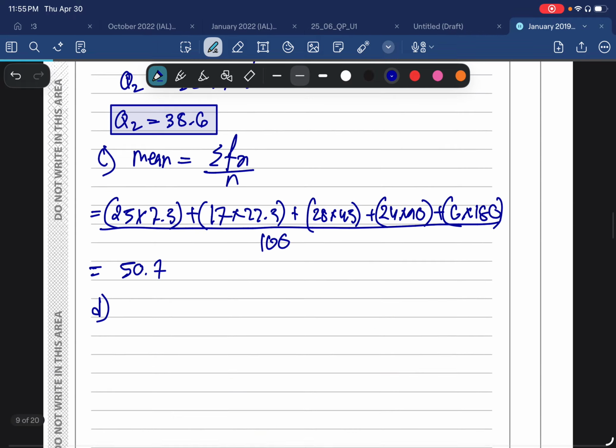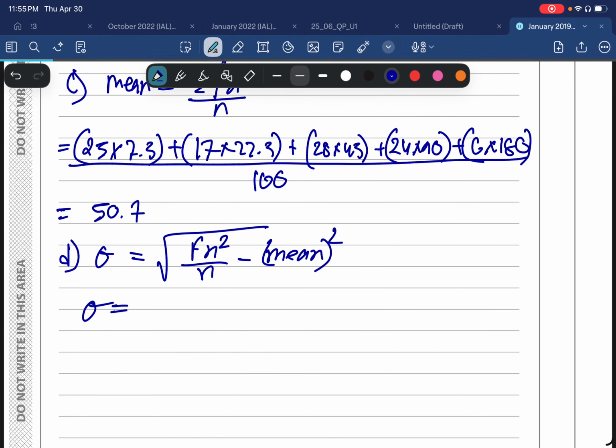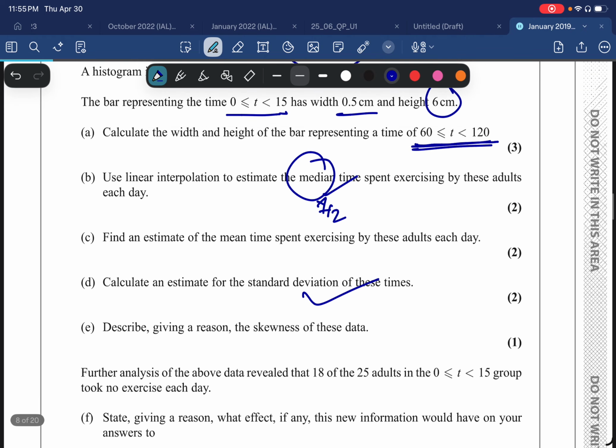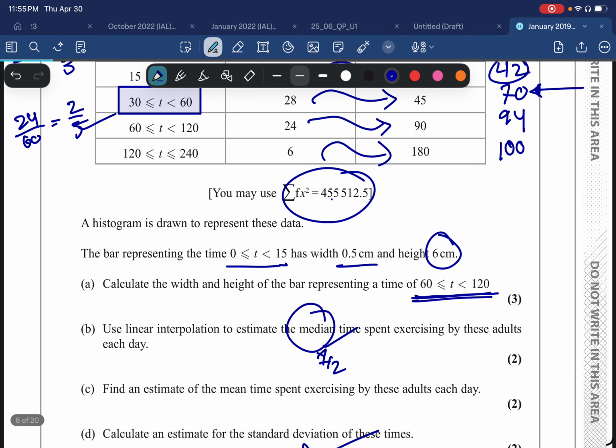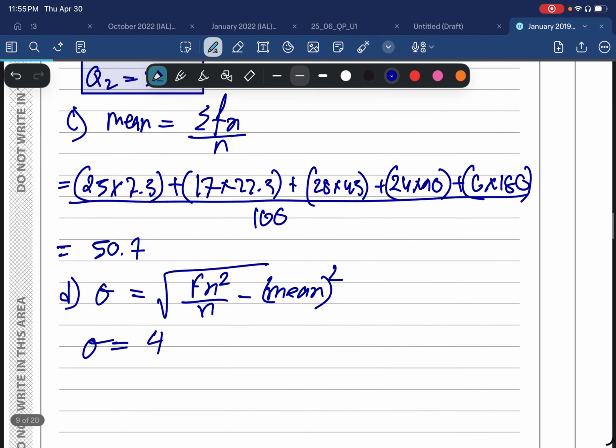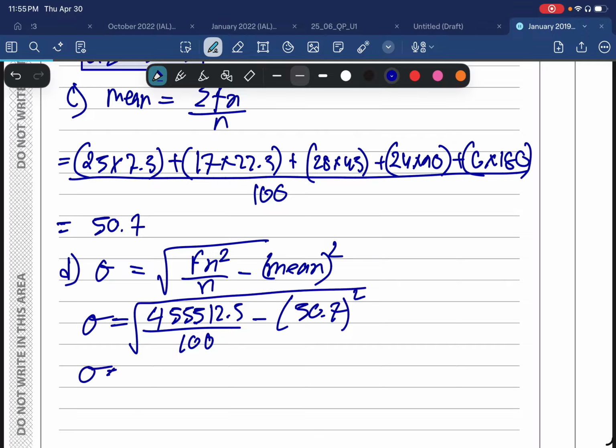Standard deviation. Yes, that's where we need that. So standard deviation is a formula where fx squared divided by n minus your mean squared. So we can say, what was it again? 4.4. We have been given this value. The exam is kind. There are 3 5s, 1 2.5 divided by 100 minus our mean that we got from part C, and then you root square that.